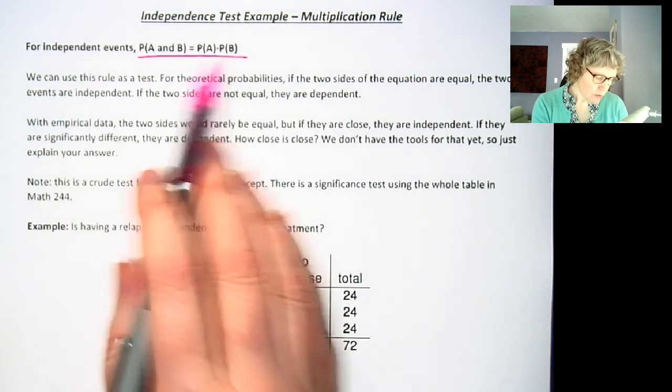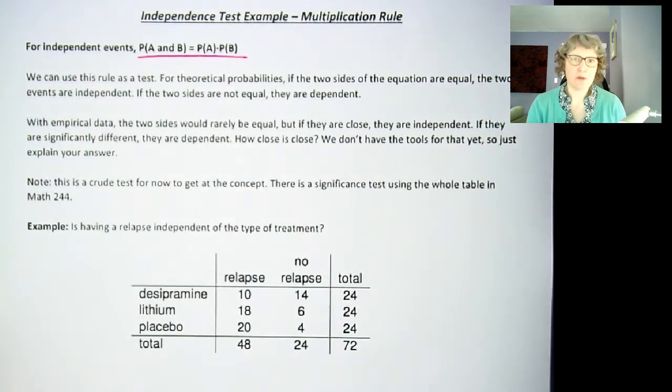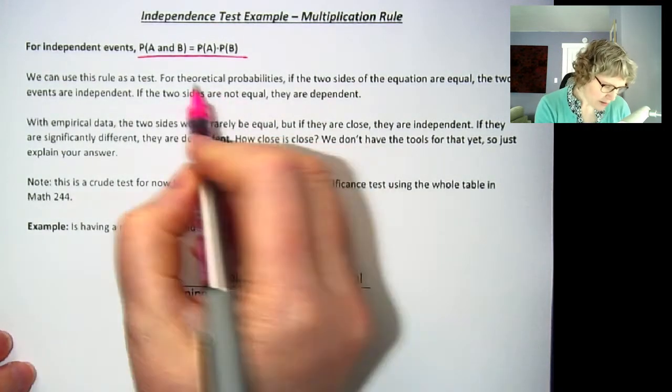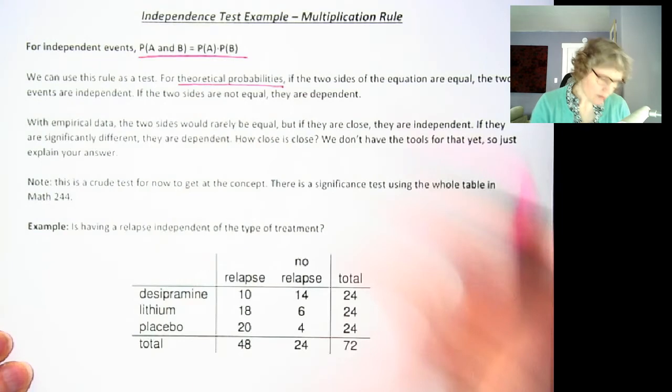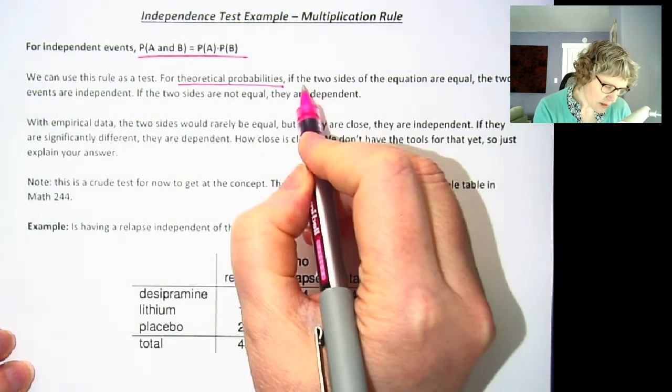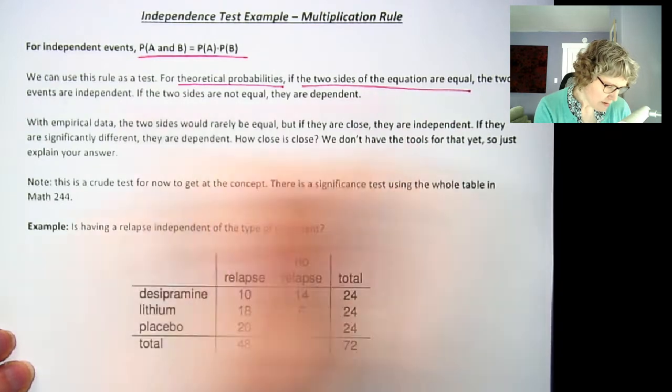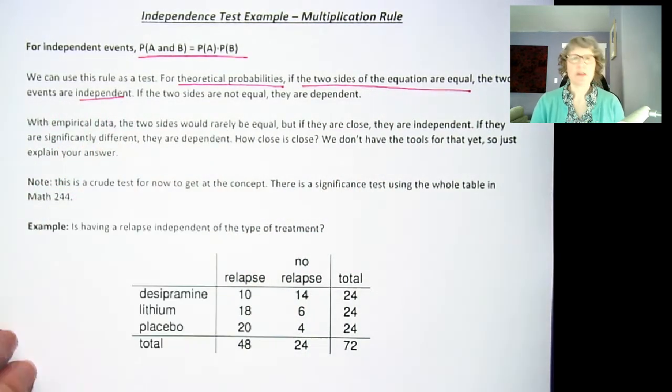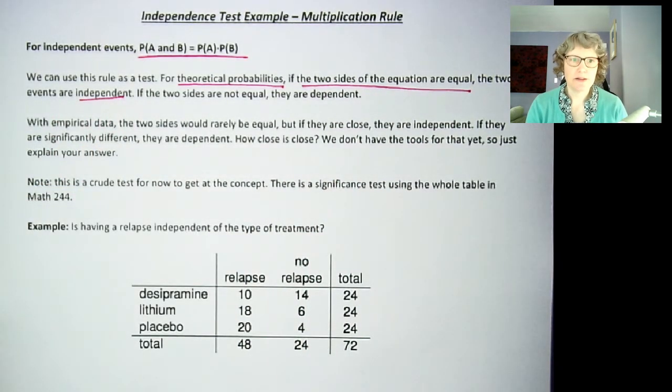Now, the equal part is really just for theoretical probabilities. Remember, everything's perfect in theory. So for theoretical probabilities, we're not doing an experiment or actually drawing things out of a bag or flipping coins, whatever. Then if the two sides of the equation are equal, the events are independent. If they're not equal, it would be dependent. With data, though, or empirical data, that's a different story because we have variation.